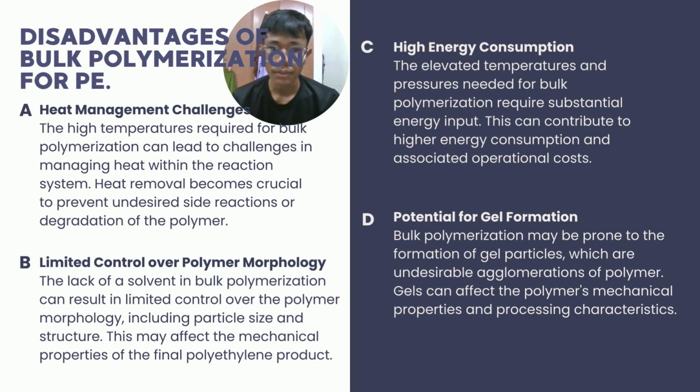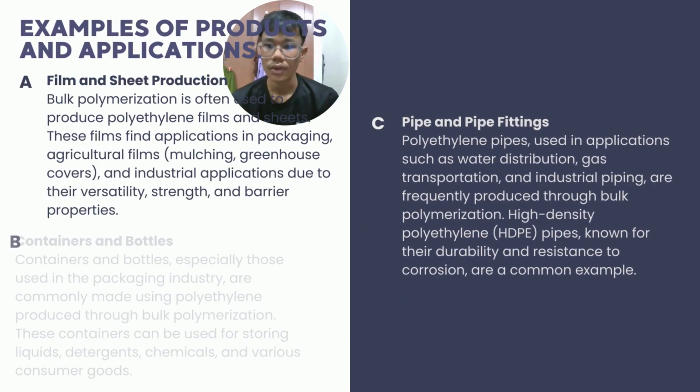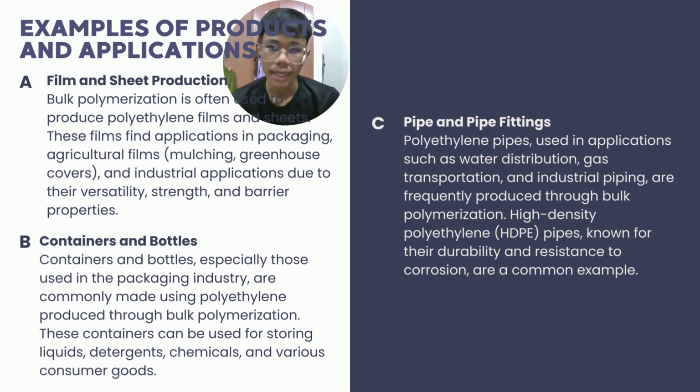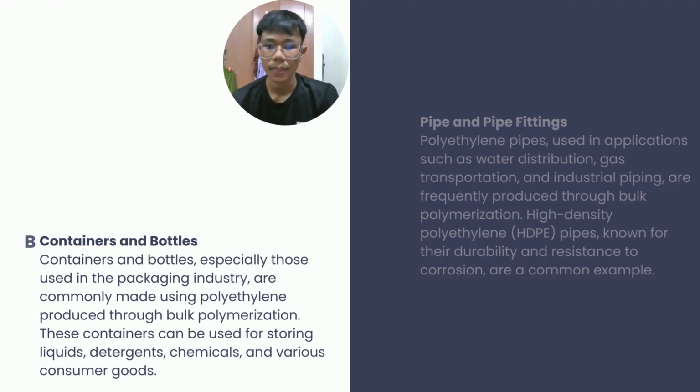Bulk polymerization may be prone to the formation of gel particles, which are undesirable agglomeration of polymer. Gels can affect the polymer's mechanical properties and processing characteristics. For the example of product and application for bulk polymerization, the first one is film and sheet production, containers and bottles, and pipe fittings.